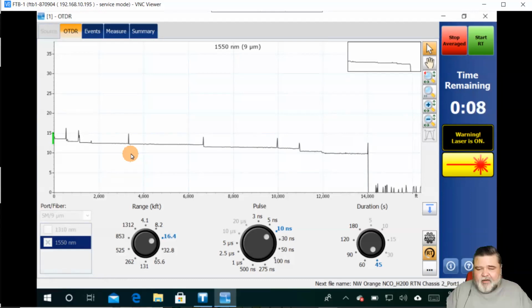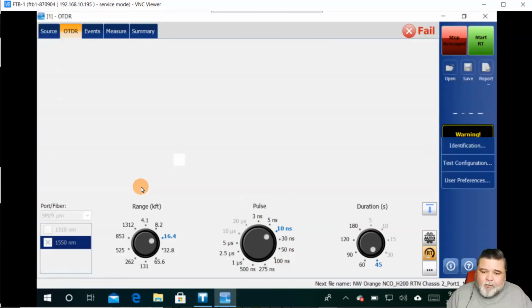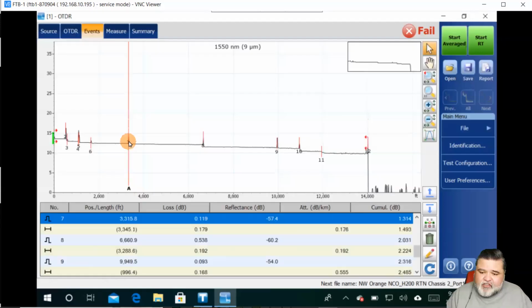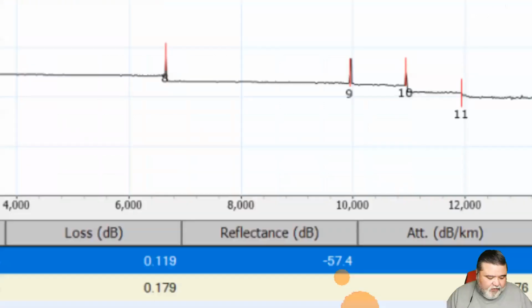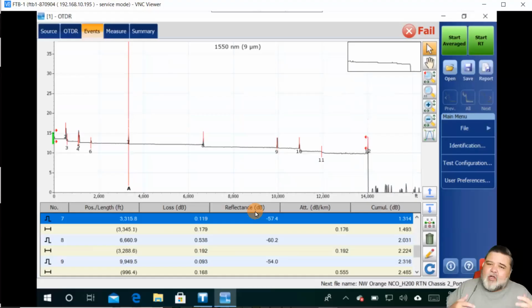In this situation, we'll look at this connector that I just cleaned really quickly. And now we're at negative 57, which is much better, right? So now we're at negative 57. The loss didn't improve much. So you can have good power, good loss, but bad reflection.